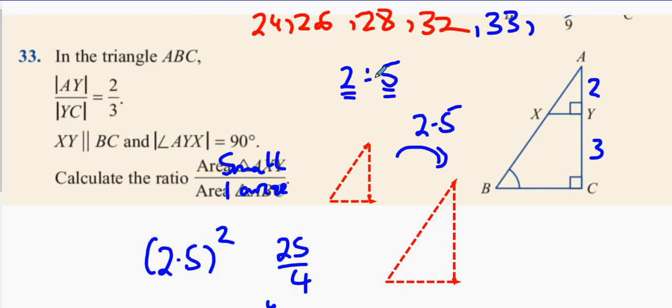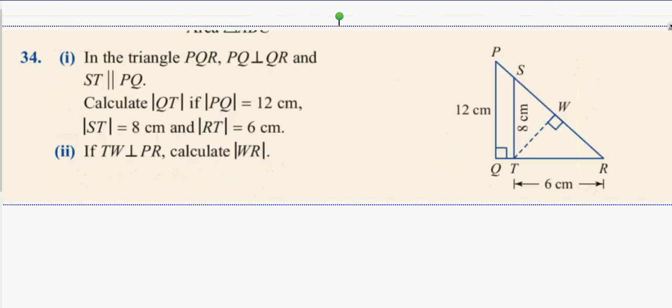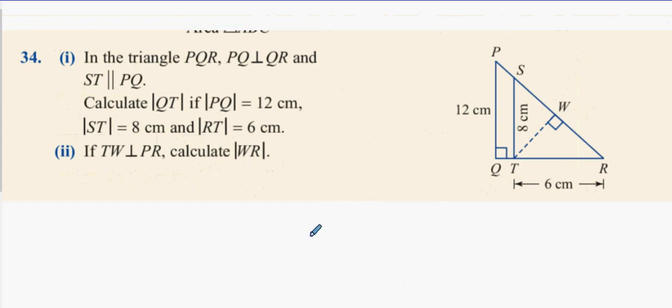Alright. What's a 34? Interesting. I'm probably going to go after Q to T first. Yeah, we need to find Q to T.